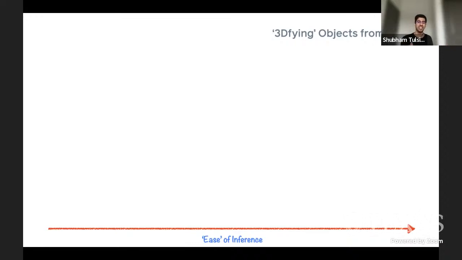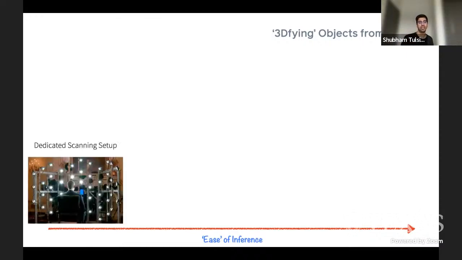So one axis that I really want to emphasize is that of ease of inference. If there's a new object that we wish to recover the 3D structure of, this axis characterizes how much effort you as a user have to put in to get the 3D of that new object. For example, on the left hand is if you have to build a really dedicated scanning setup or capture hundreds of thousands of images for this particular instance that you are interested in scanning, then that's something really difficult, and it's a lot of effort to get 3D for one specific instance.